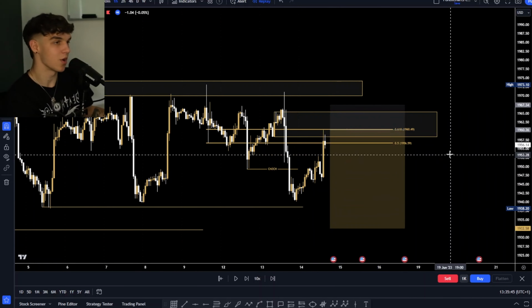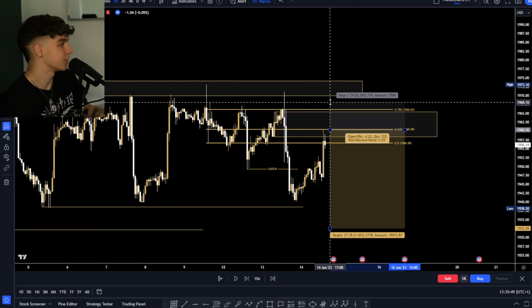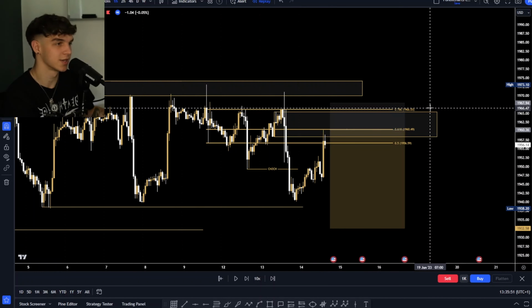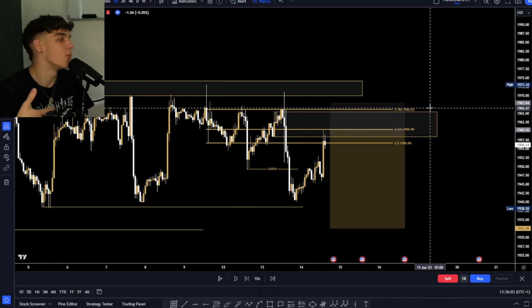And for stop losses, what I'm going to do is put on the 0.786. And I'm going to place my stop loss just above that 0.786. This is a rule that you can use if you don't like looking for stop losses. I don't recommend just doing this because you can easily get wicked out. I would look at other strategies to pick up stop losses, but this is just one way that you can use the Fibonacci's to pick a stop loss.